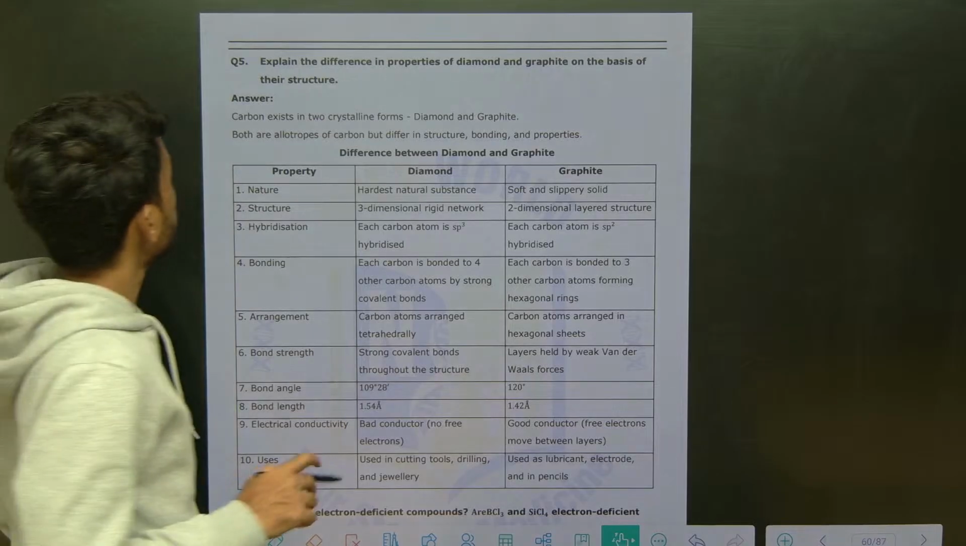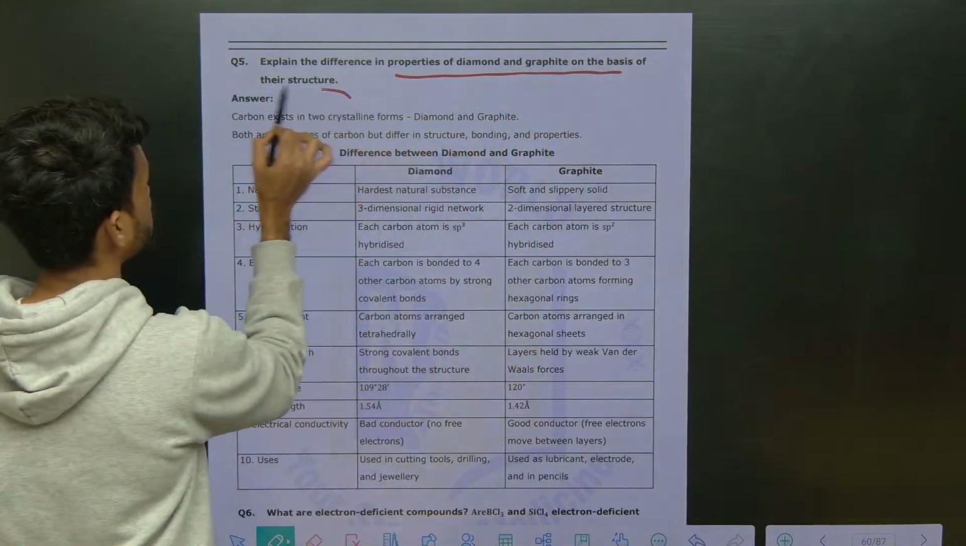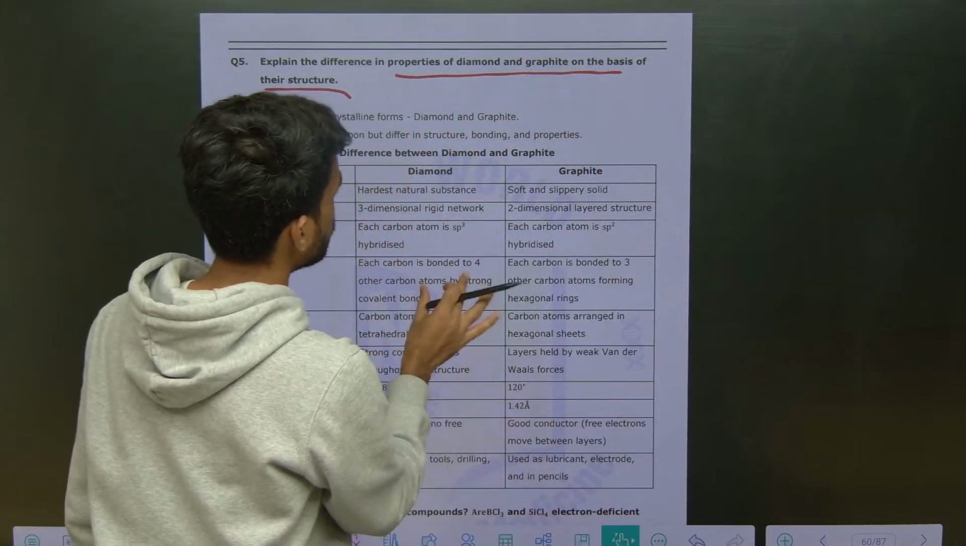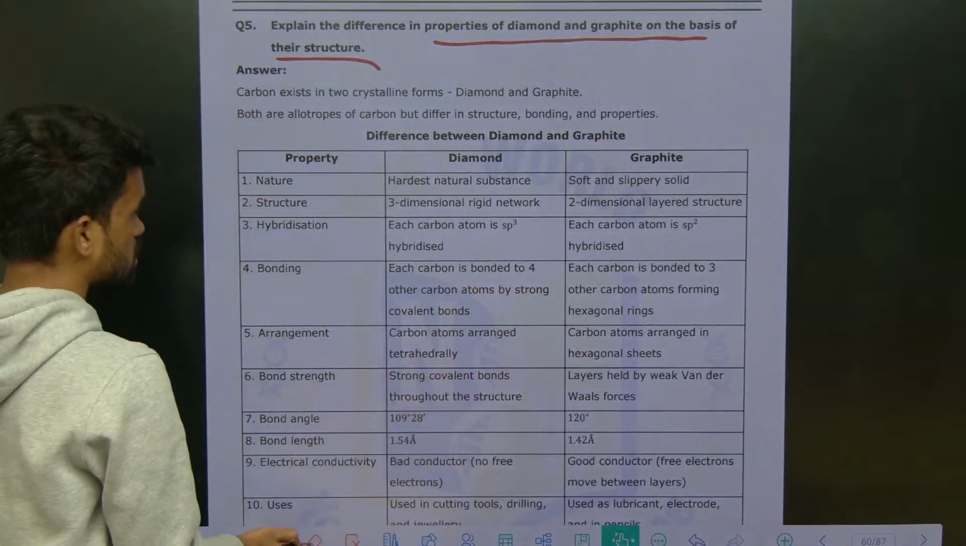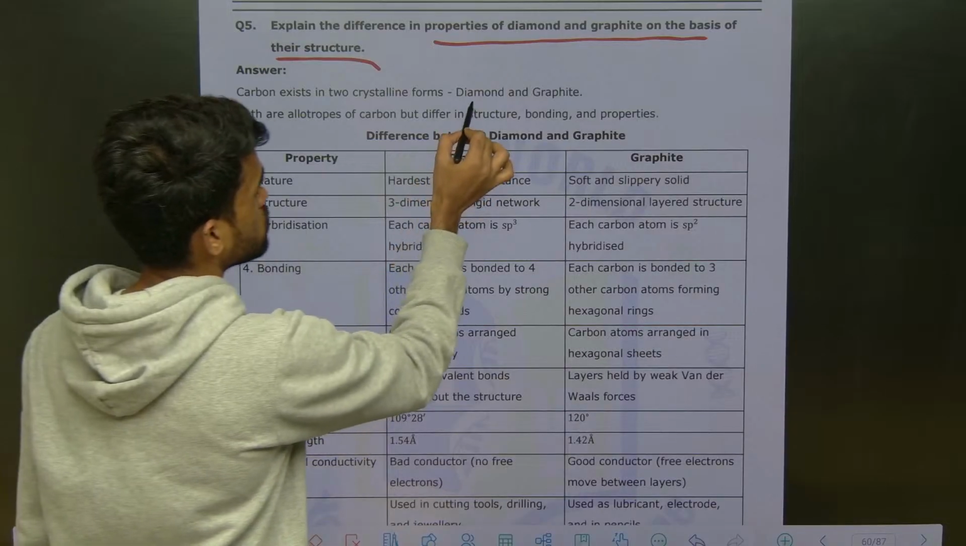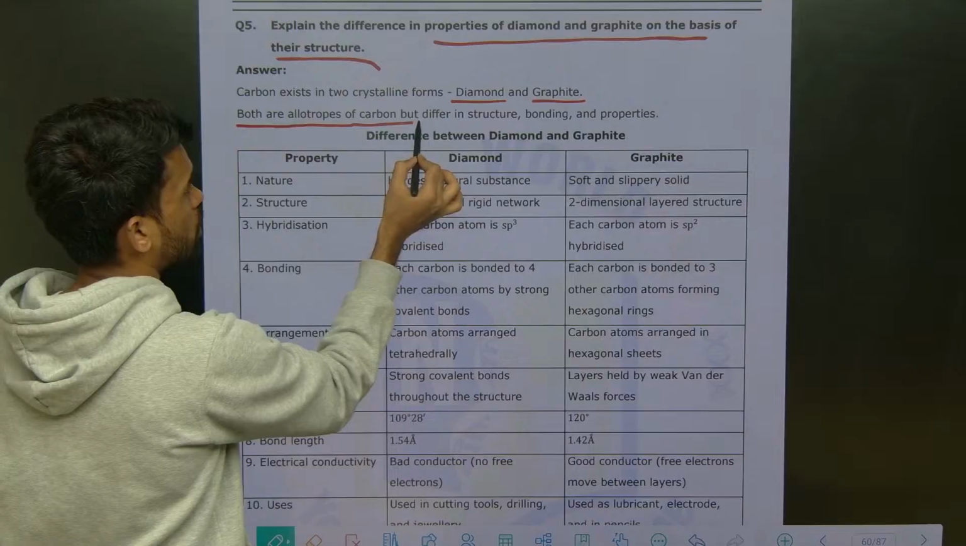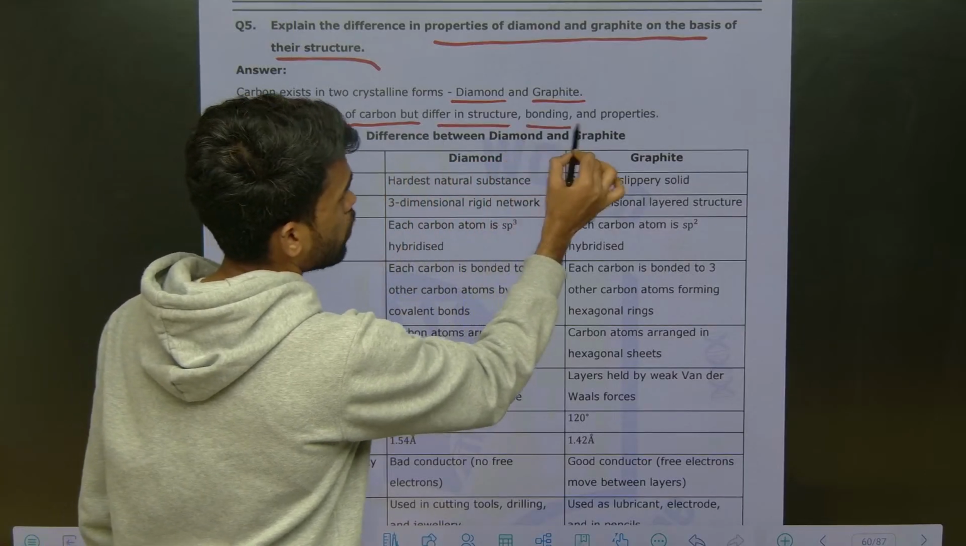Look here, explain the difference in the properties of diamond and graphite on the basis of their structure. So here you can say carbon exists in 2 allotropic forms, 2 crystalline forms. What are those? Diamond and graphite. Both are allotropes of carbon but differ in structure, bonding and properties.